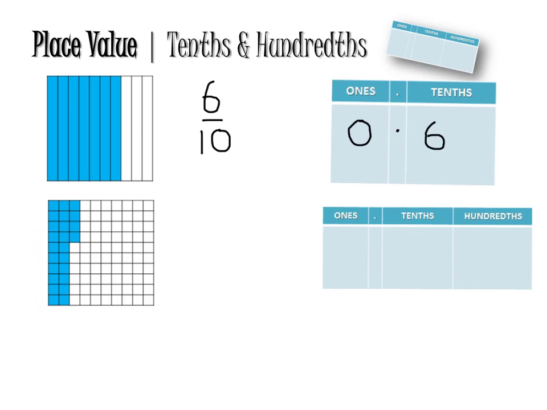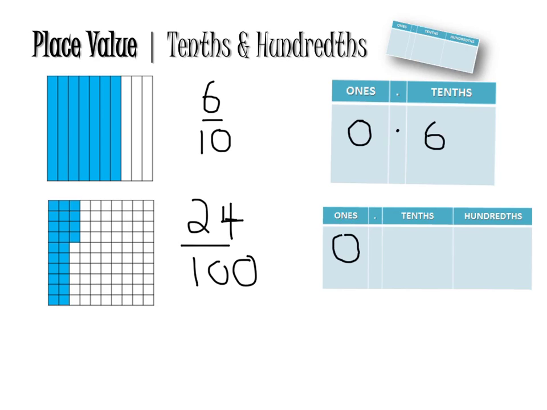So now I have 24 blocks shaded. So that is 24 out of 100. Alright? Now I can read this as 24/100ths, which I can also write as a decimal. So let's see how it looks.